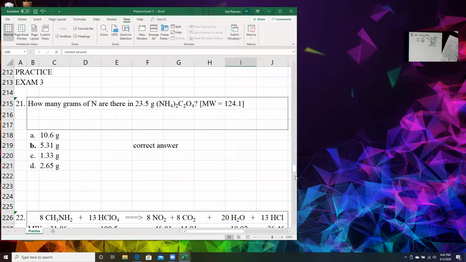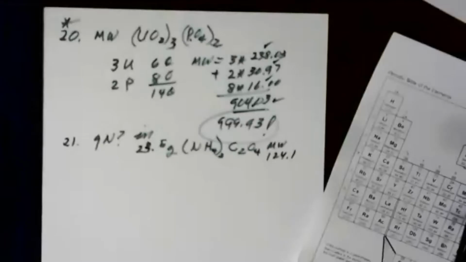21. How many grams of nitrogen in 23.5 grams of the compound NH4 C2O4? Molecular weight is 124.1. Okay, I've got the problem copied across. Now let's stop screen share so we can see the pad again.